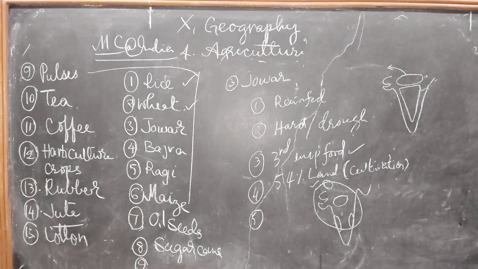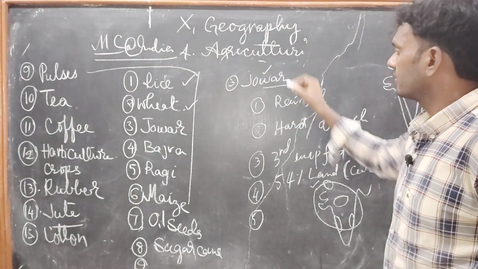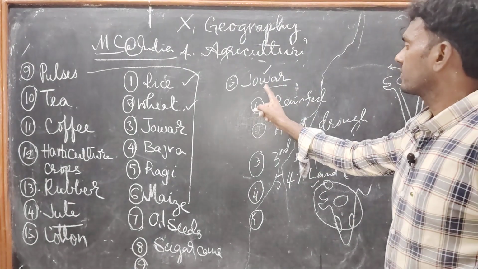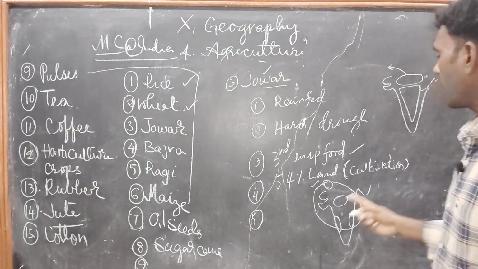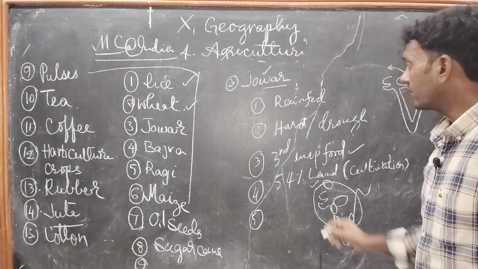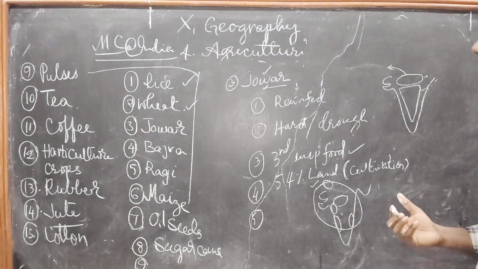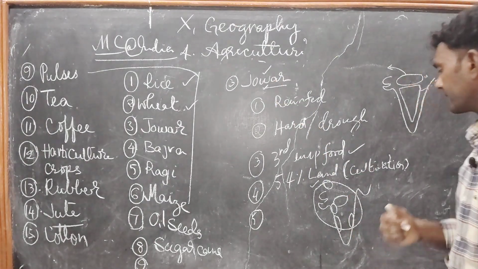See, more amount of jowar. See, we can say M. M stands for Maharashtra and Madhya Pradesh. In these areas, they are cultivating very, very well. We have to remember this. Which is the most producing state of jowar, we can remember like this.